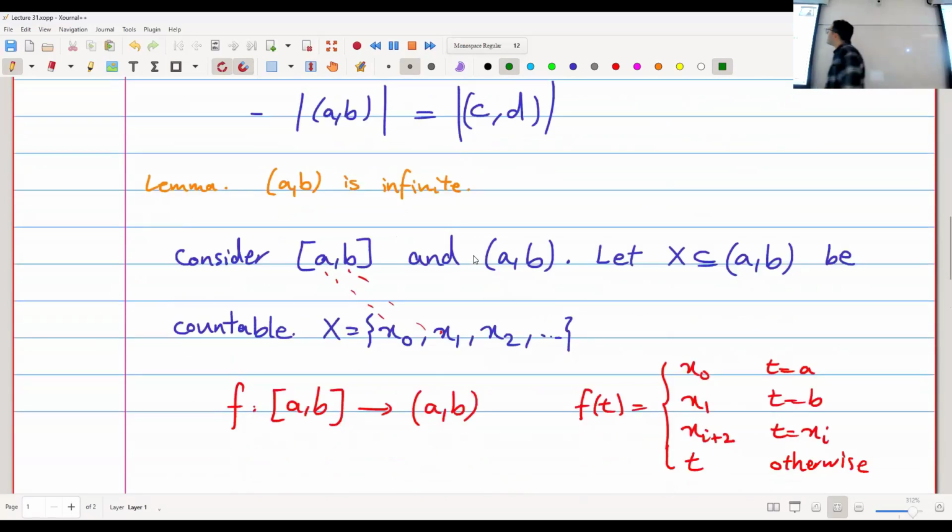Okay. This lemma, why do we have that lemma? Why is it that A to B, if I look at this segment, it's infinite?